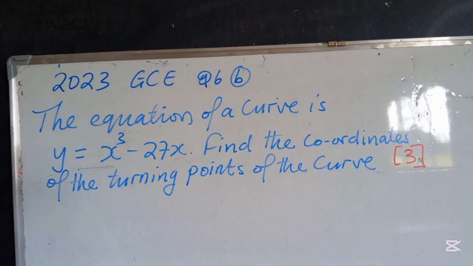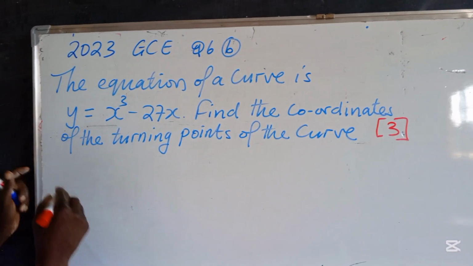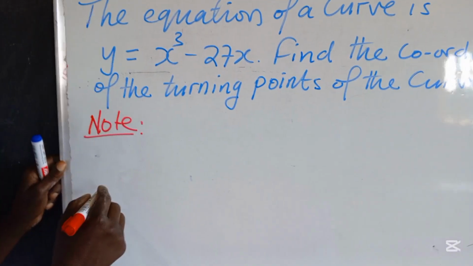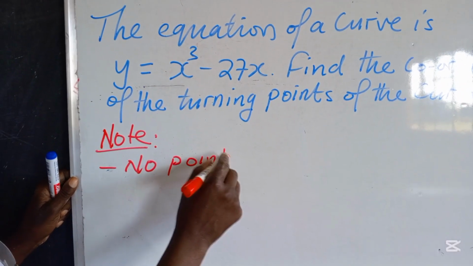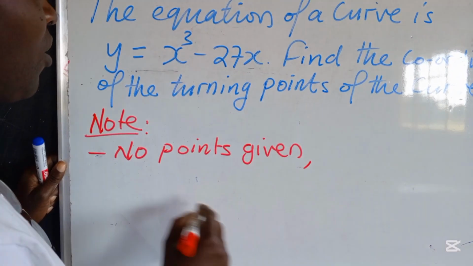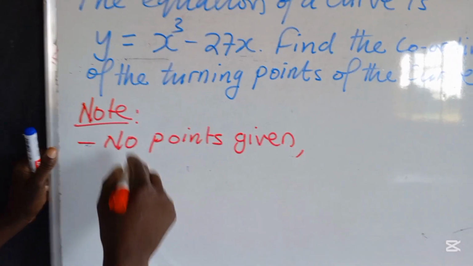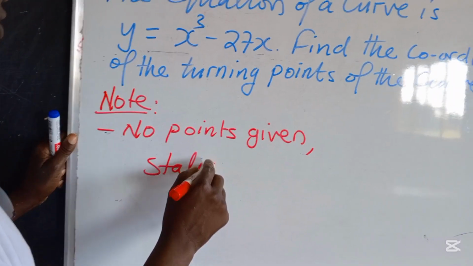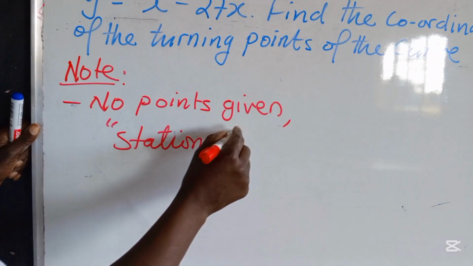Now, ladies and gentlemen, things to remember. Number one, you should note that when you are not given the points where this graph passes through, no points given, automatically this is a special turning point. This special turning point is called a stationary point, because you are not given the points.